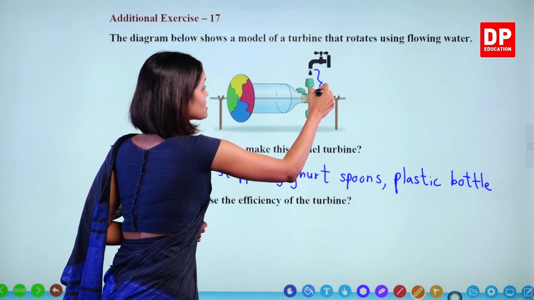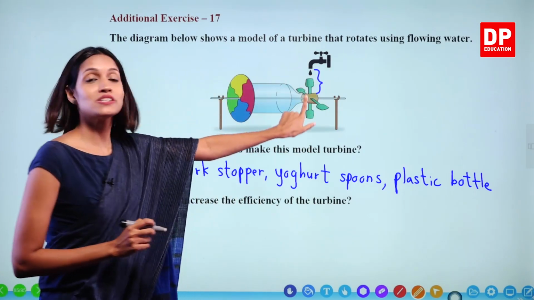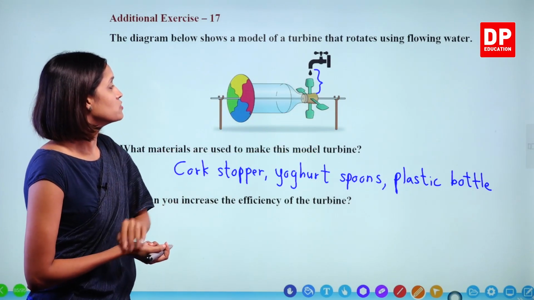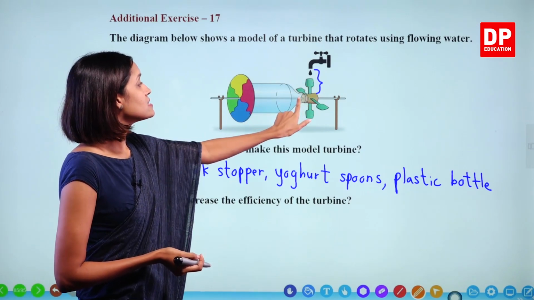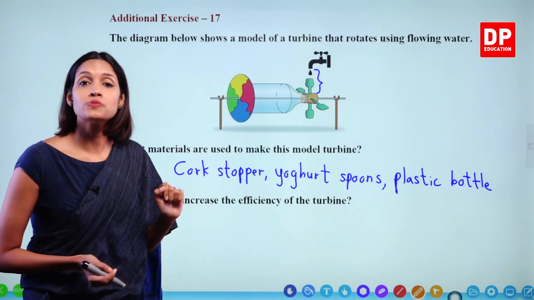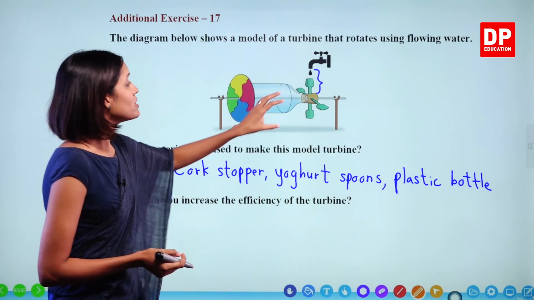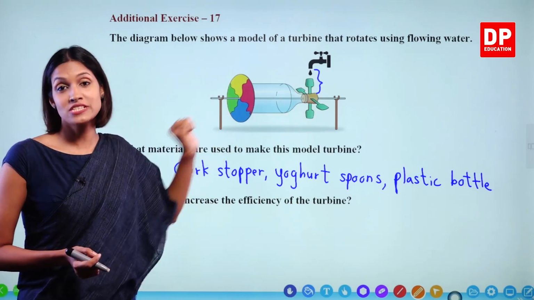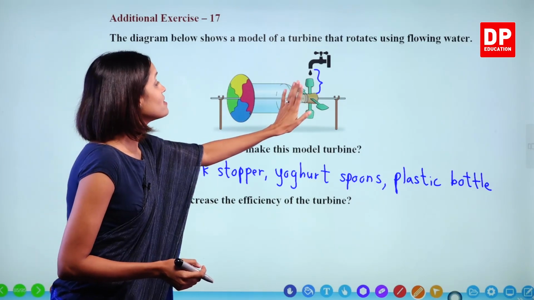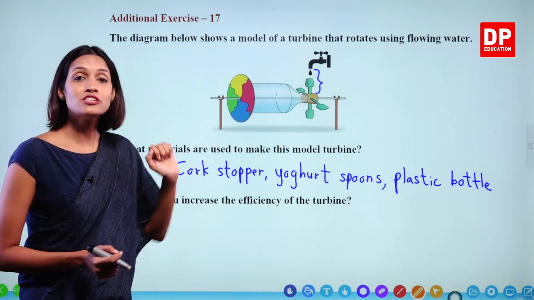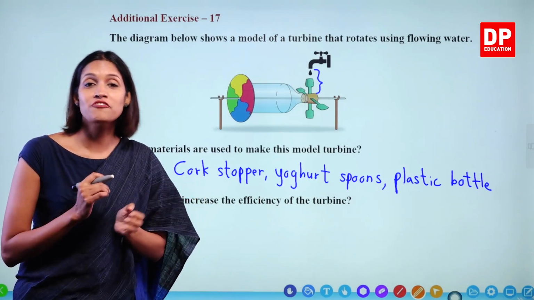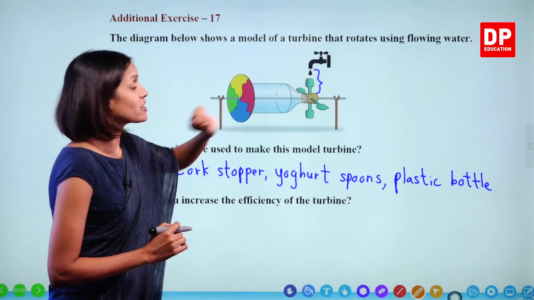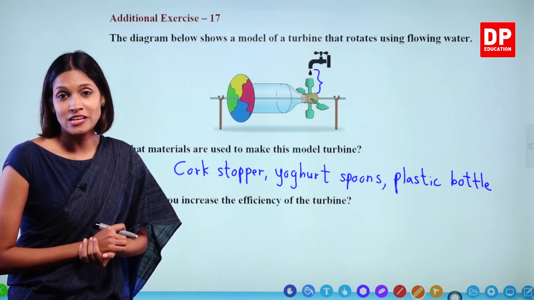Distance means this distance between the tap and the turbine. Okay. What are the other changes that you can do? You all know that you can increase the number of yogurt spoons fixed, right? So when it comes to this structure, these yogurt spoons are equal to the blades of a turbine. So by increasing the number of yogurt spoons, it is similar to increasing the number of blades of a turbine. Okay? So thereby it will rotate efficiently with high speed.